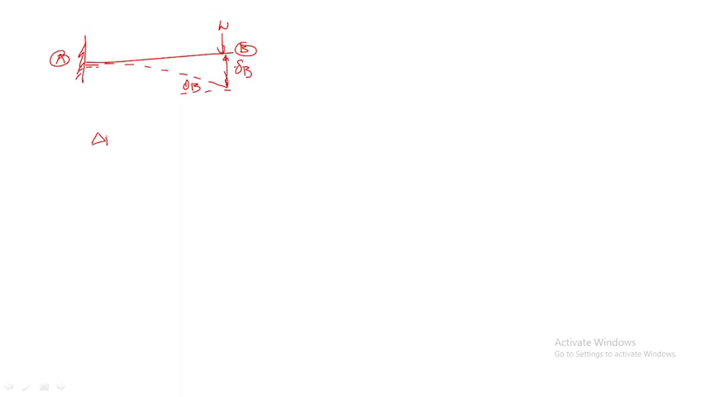So what is the answer? Delta B is equal to WL cube by 3EI. Slope at the free end due to the load on a cantilever beam, how can we write it? Theta B is WL square by 2EI. So these are the two formulas you have to remember.